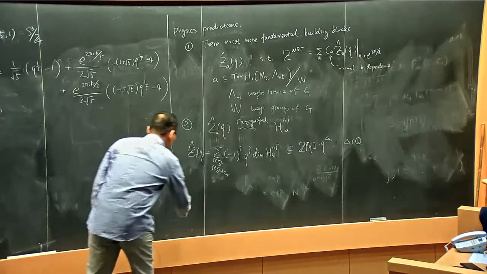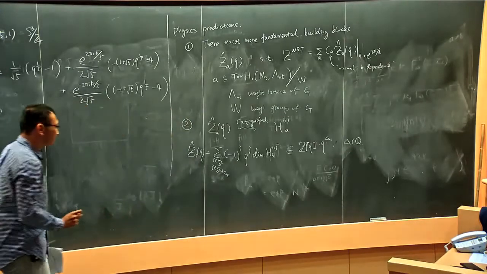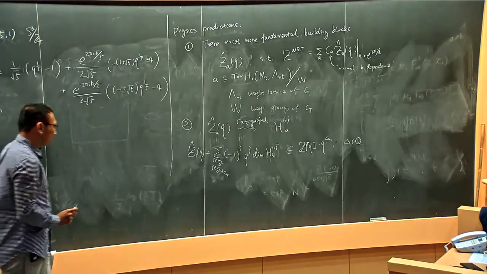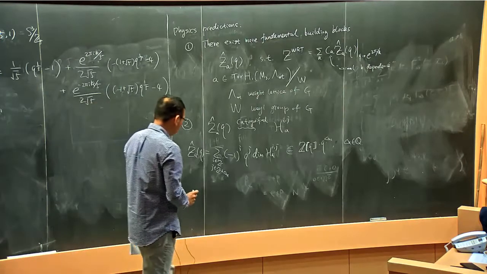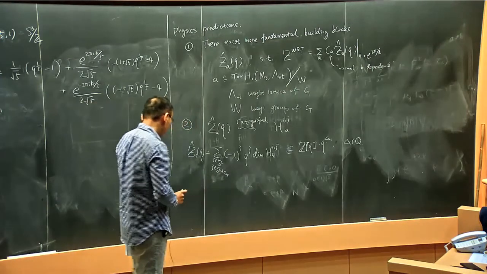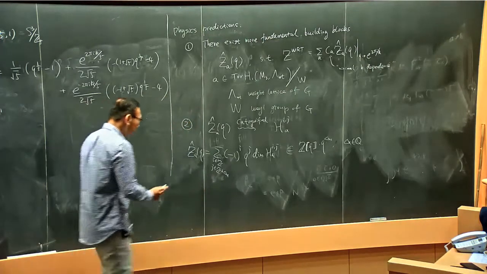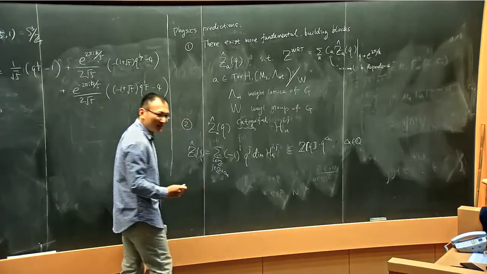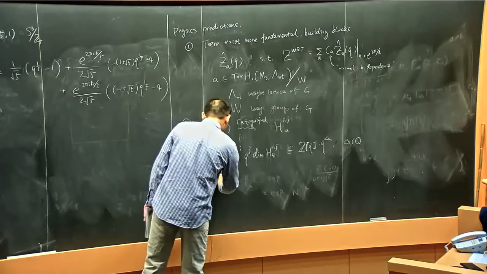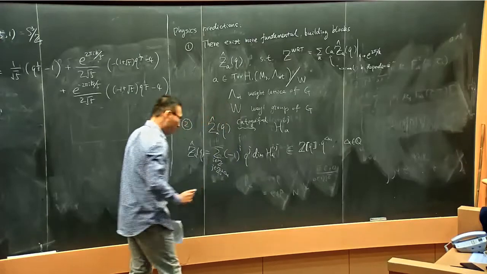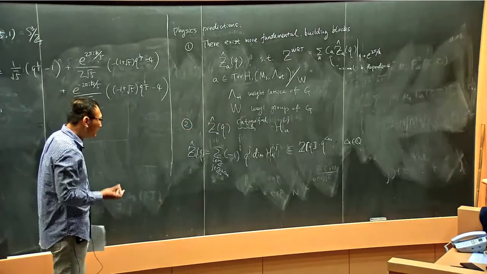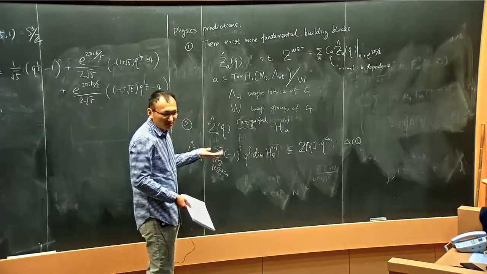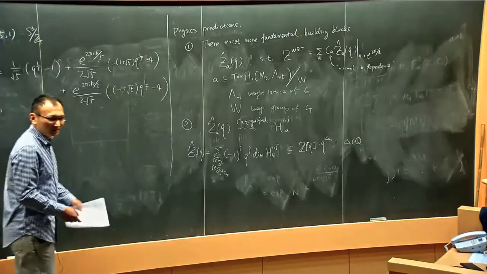So j runs over positive. Well, it's always bounded in one direction, so you can take j to run only over positive. But then in some cases, delta a won't be positive. That's fine.